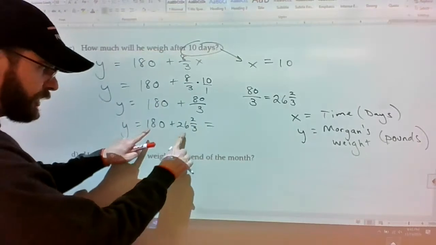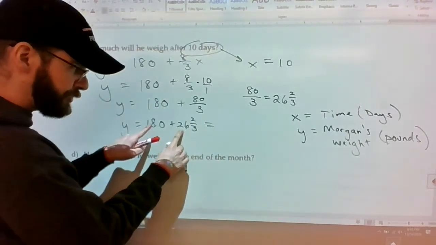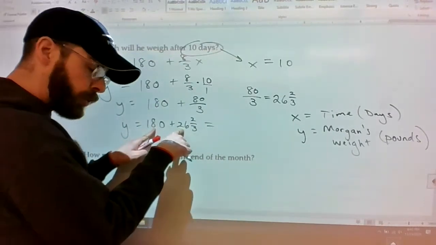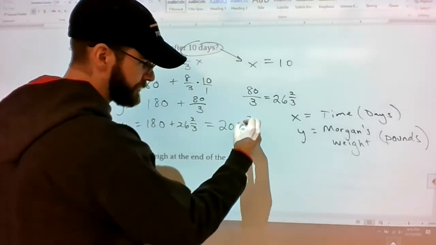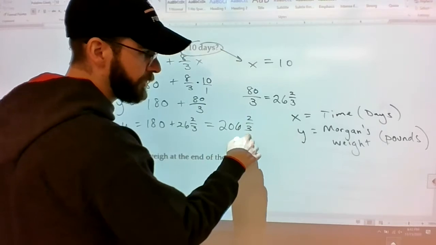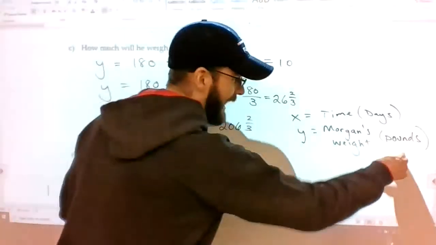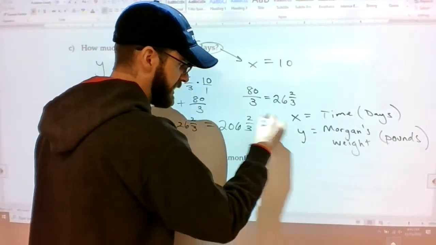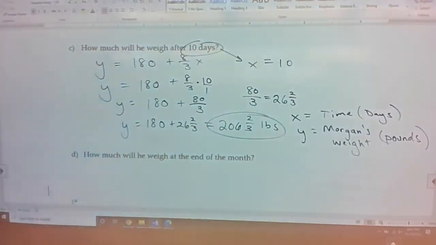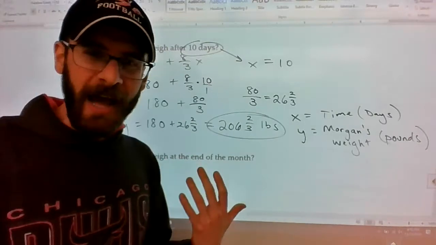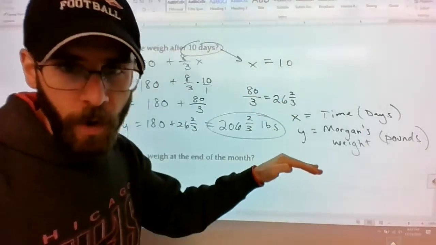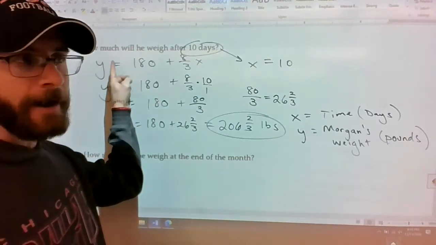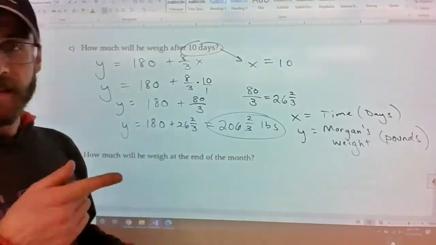That gives us 206 if you just add the 180 and the 26. And then just tag along the 2/3. 206 2/3 Y, pounds. So I'll just use the designation LBS for pounds. So you guys see how this is going? I'm basically saying what information X or Y is this statement giving us? All right, last one.